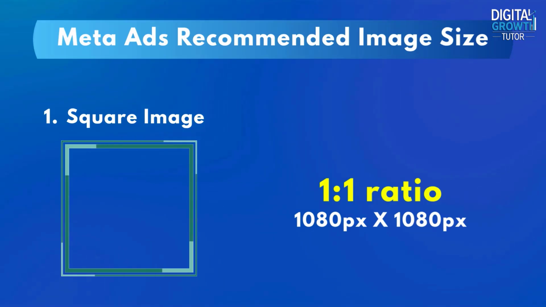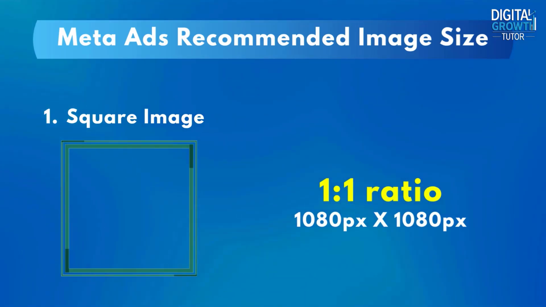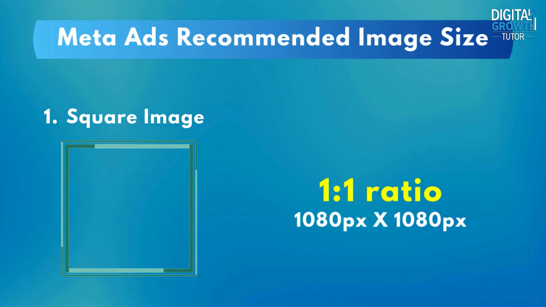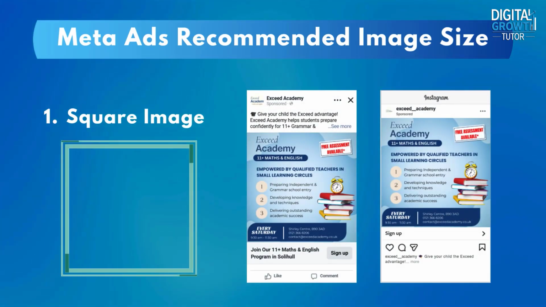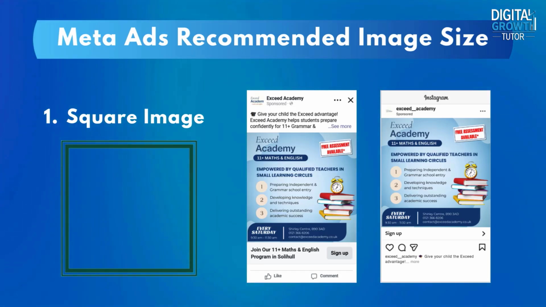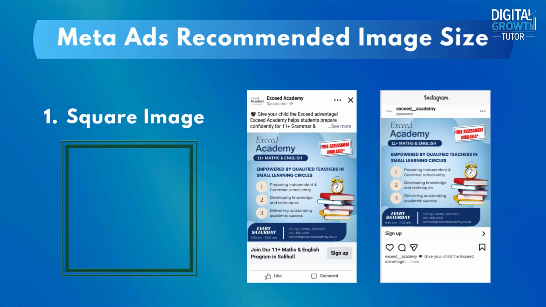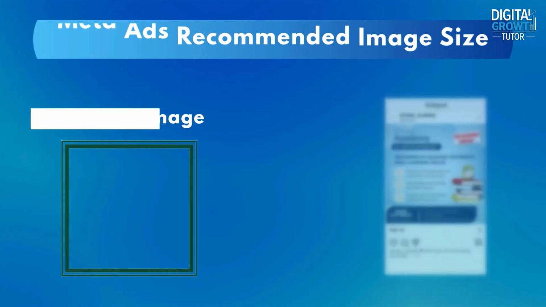Number 1, square image, 1:1 ratio. Recommended size, 1080 by 1080 pixels. This is the most popular size for Facebook and Instagram feed. It works well for image ads, carousel ads, boosted posts, and page promotion ads. Square images are safe and clean, and they look good on almost every placement.